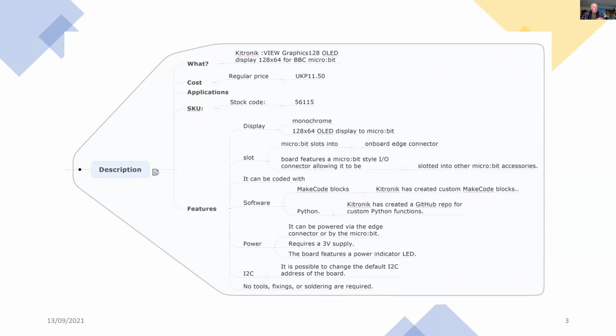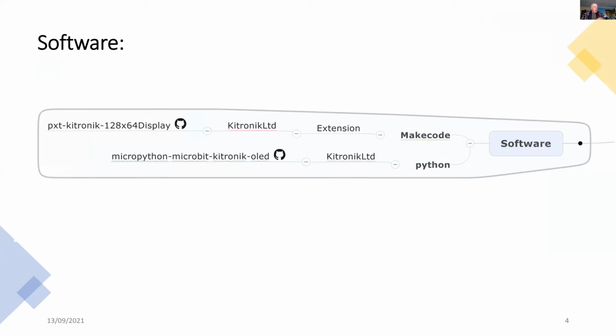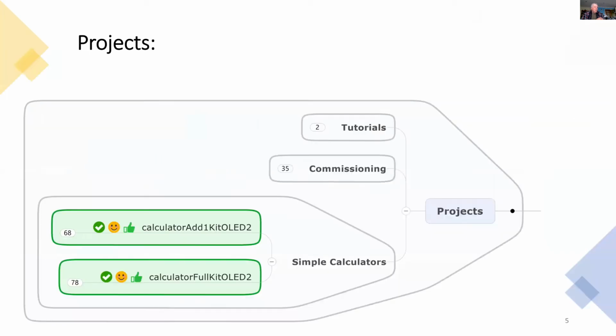Okay, so the interface is an I2C interface, and all the software blocks are available to you from Microsoft. So you have Microsoft MakeCode extensions that have been written by Kitronik, and there are also MicroPython libraries available. I've only tried the MakeCode extensions, and that's what I'll be using in my projects.